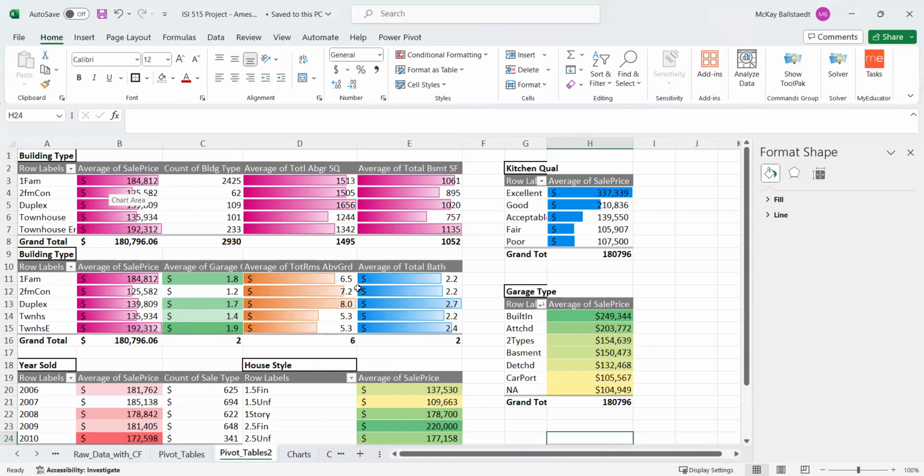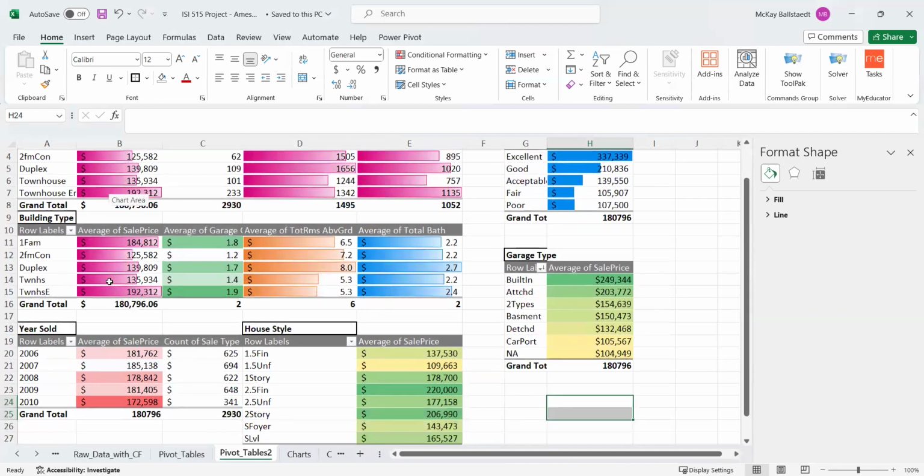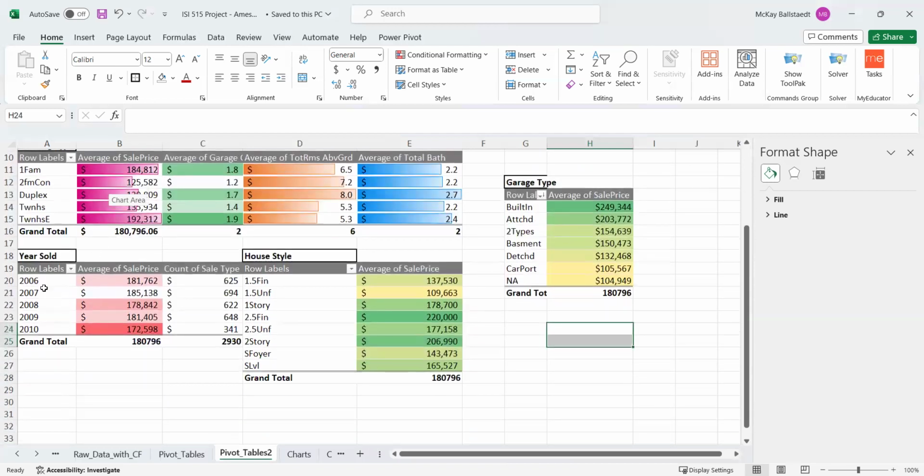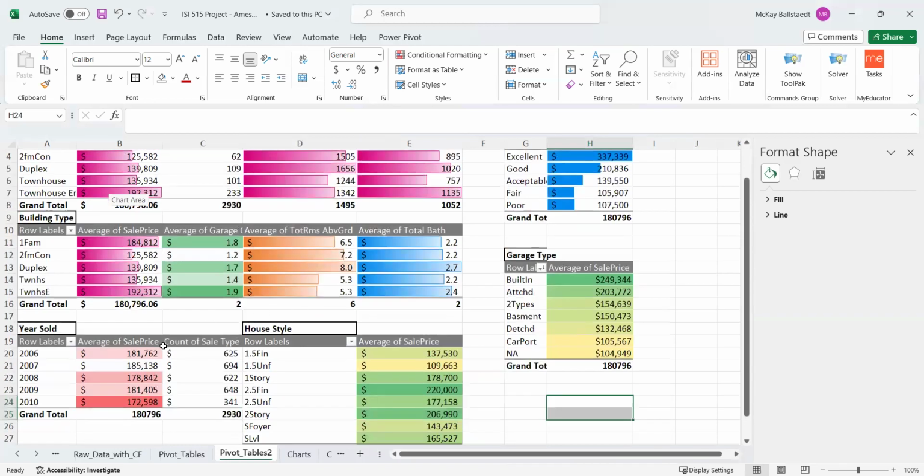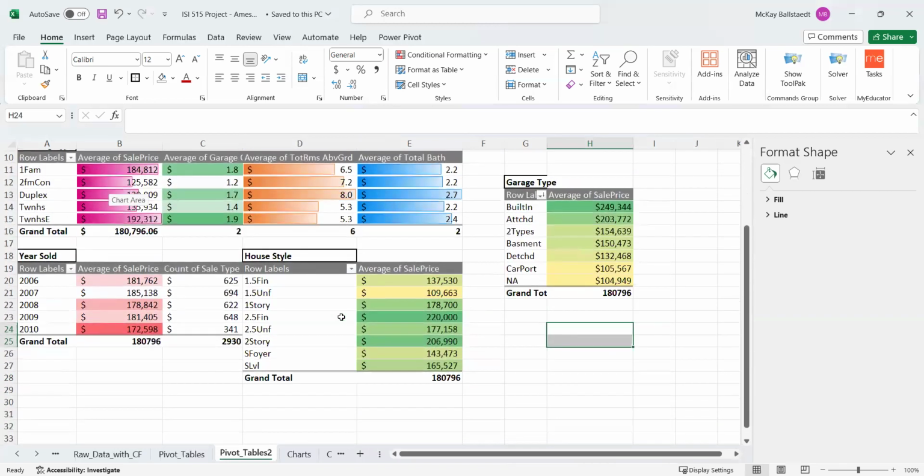You can see it's not always super common for there to be correlations. Like for example, with townhomes, the end units seem to cost a lot more, even though their square footage isn't too much more. And then we've got years sold. Looks like there's a correlation here on the price versus the year it was sold in. And then the type of house.